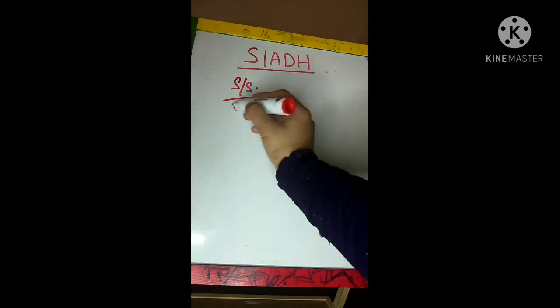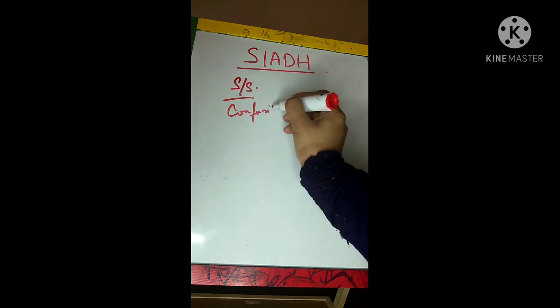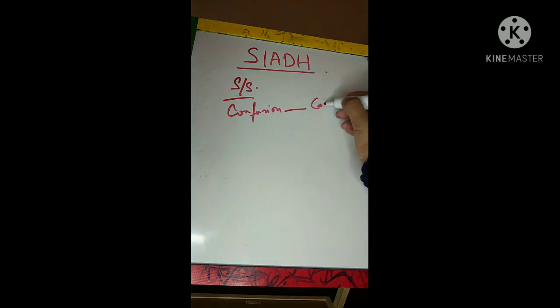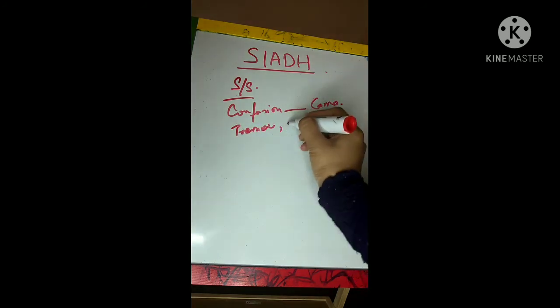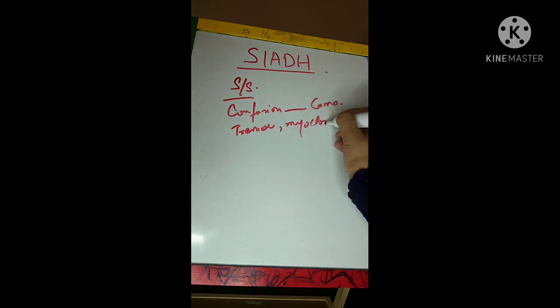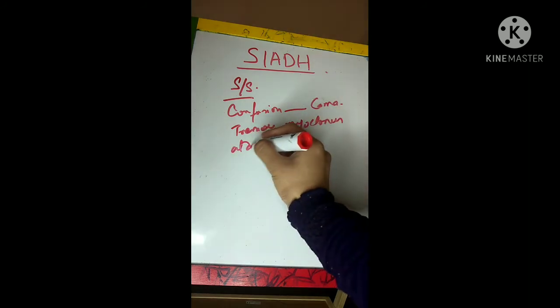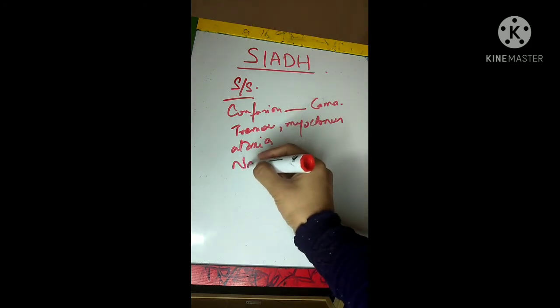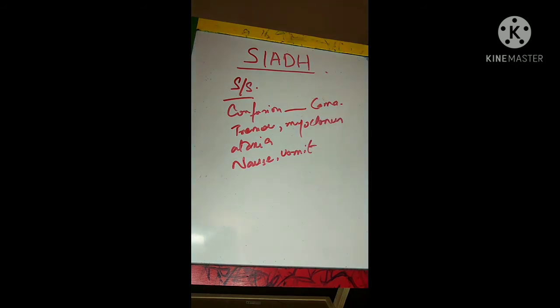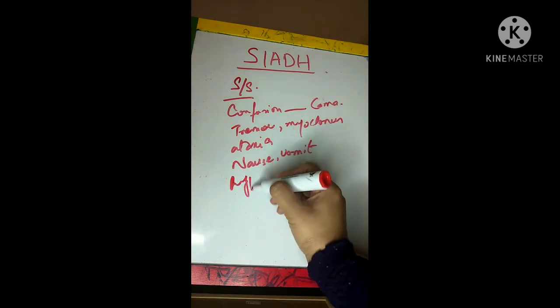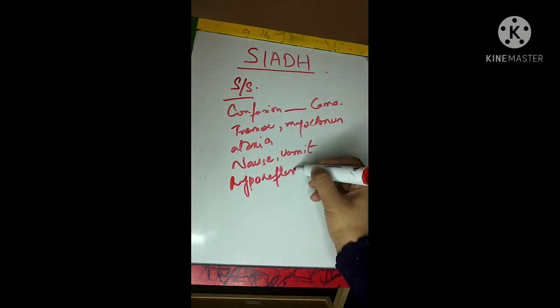The signs of SIADH: there is a vast majority of signs and symptoms ranging from confusion and stupor to coma. There can be movement disorders such as tremors and myoclonus. There can also be gait disturbance and ataxia. Nausea and vomiting can also be present. Then we can have generalized seizures also. Hyporeflexia can be present, and the breathing pattern can also be disturbed.